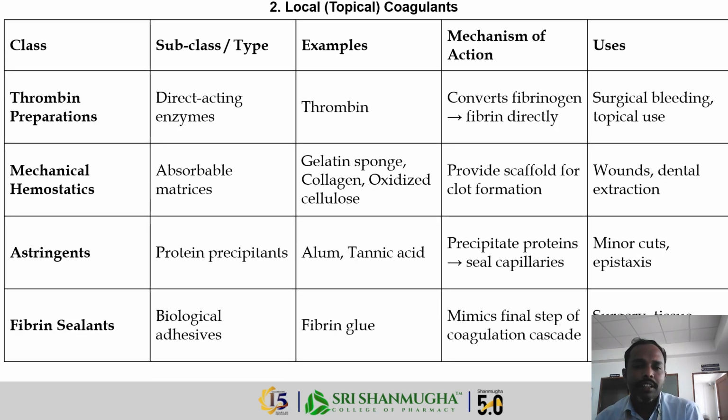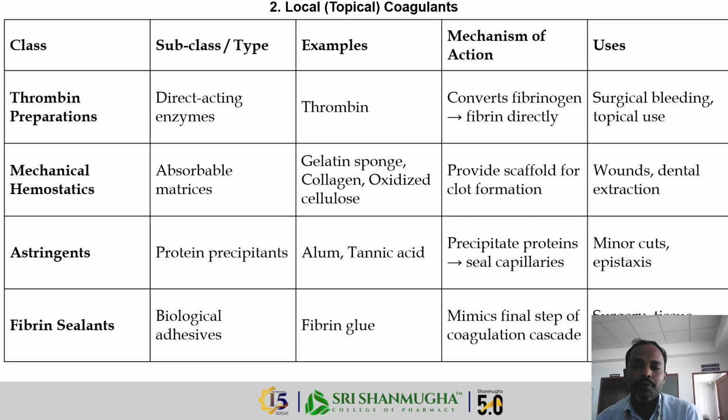Next, we have the topical coagulants. Generally, they are thrombin preparations, mechanical hemostatics, astringents, fibrin sealants, etc. Thrombin preparations are direct acting enzymes. Thrombin converts fibrinogen to fibrin directly, and is used to prevent surgical bleeding or for topical use. Mechanical hemostatics are absorbable matrices like gelatin sponge, collagen or oxidized cellulose, which provide the scaffold for clot formation.